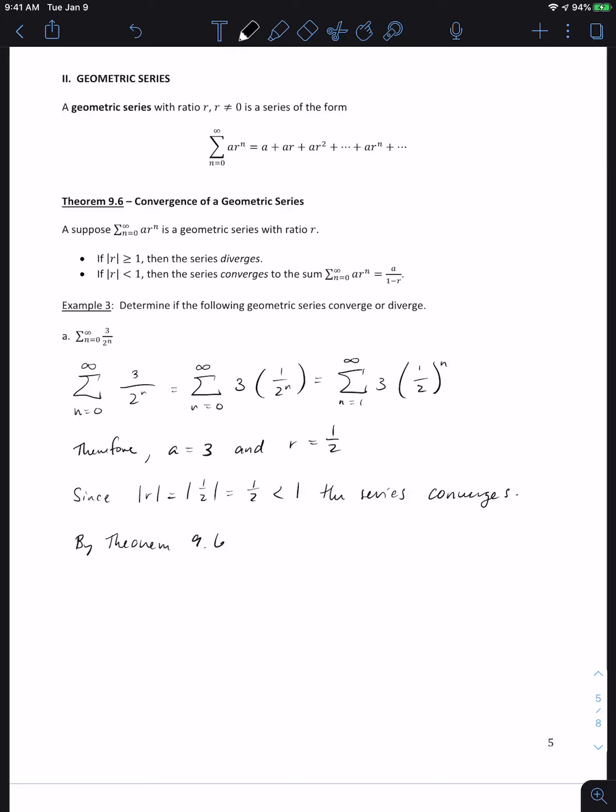By theorem 9.6, we know that this converges to a over 1 minus r. What is a? A is 3, r is 1/2. So 1 minus 1/2 is 1/2, so 3 times 2, which would be 6. Right, so this sum is equal to 6. This converges to 6.